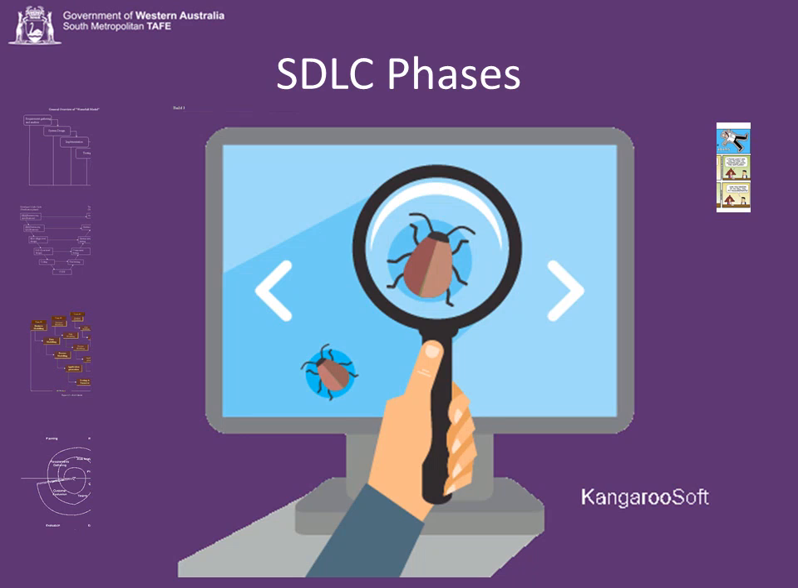Stage 4, testing. In the testing phase, after the code is developed, it's tested. During this phase, all types of functional testing like unit testing, integration testing, system testing, acceptance testing are done, as well as the non-functional testing. I'll be going through testing in a later video.